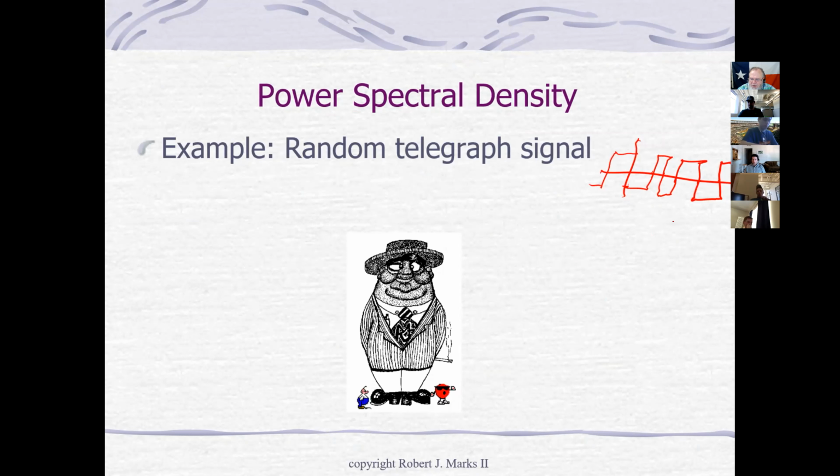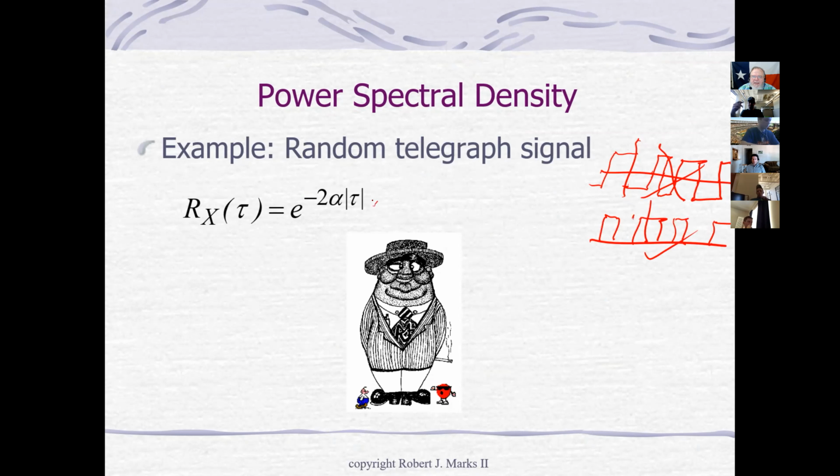Where the transitions occurred at the Poisson points. In that case, whoops, wrong one. This is e to the minus... The first one was a bipolar. This one is binary, so it just goes from 0 to 1. It's e to the minus 2 alpha tau. You'll notice that it is wide sense stationary.